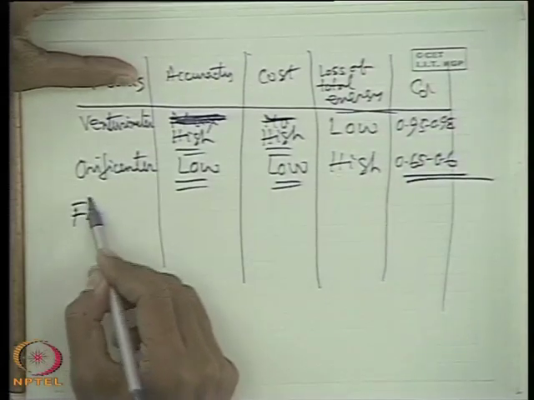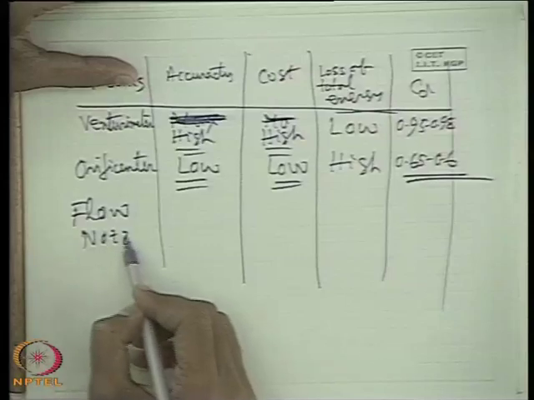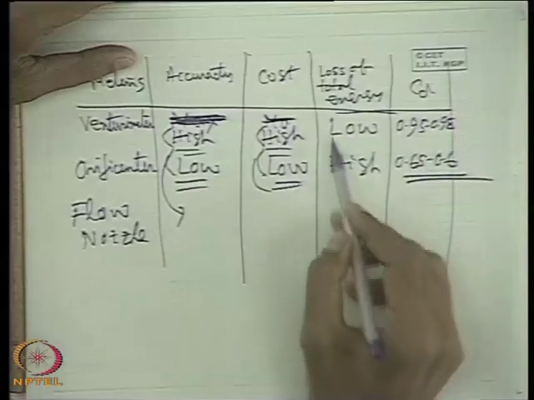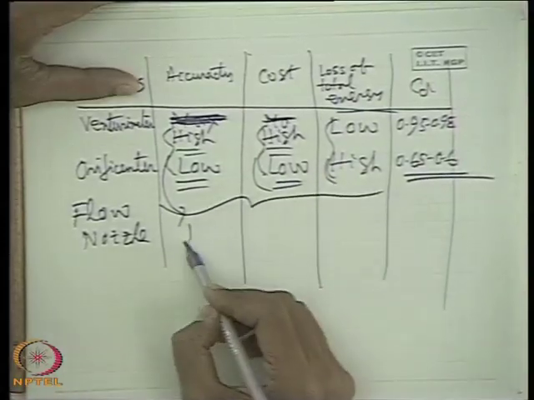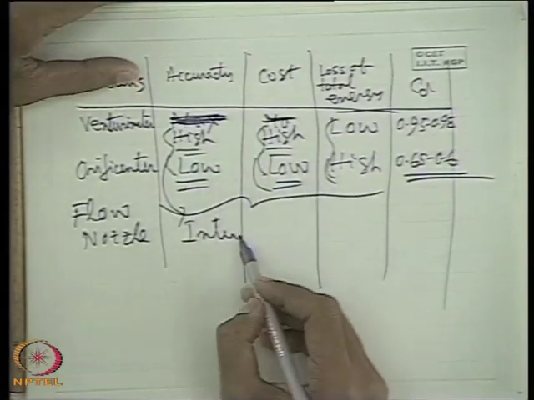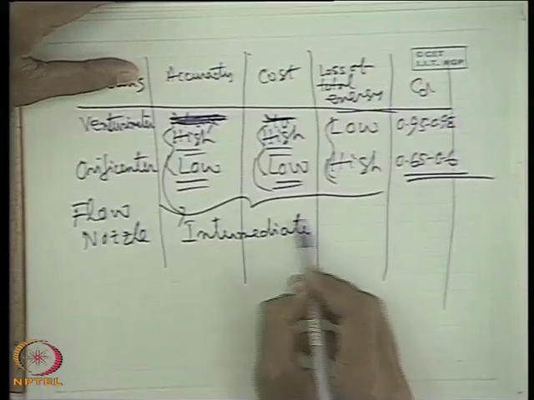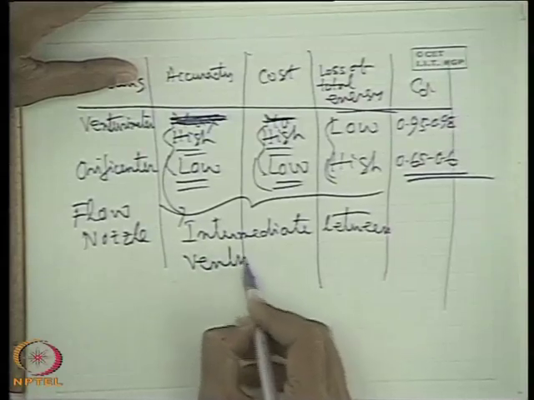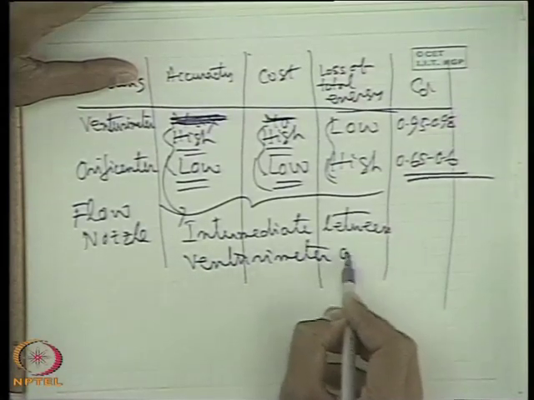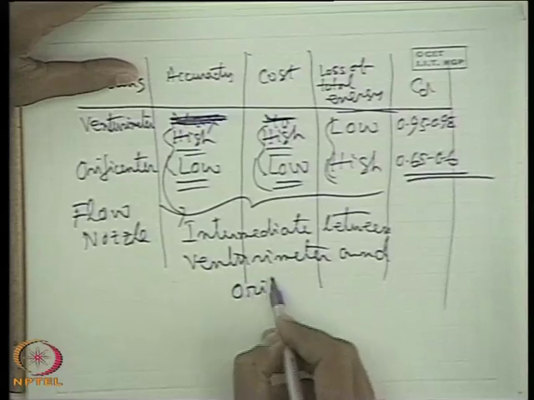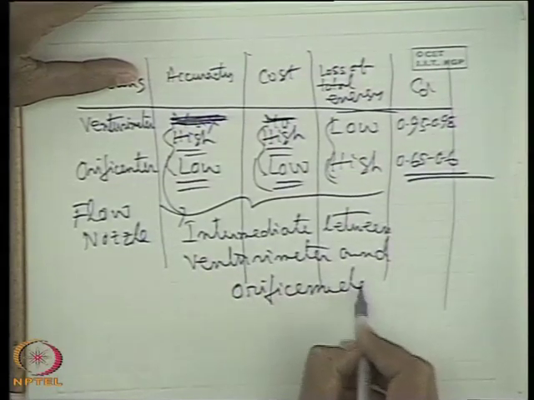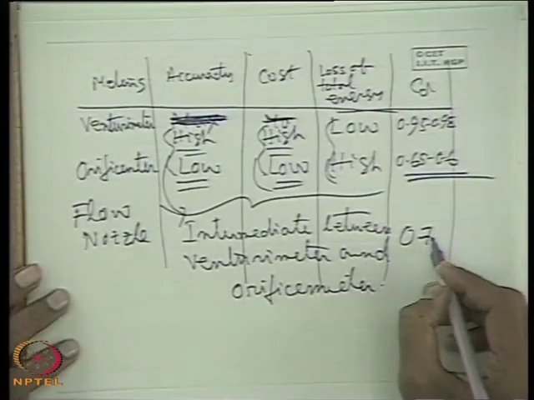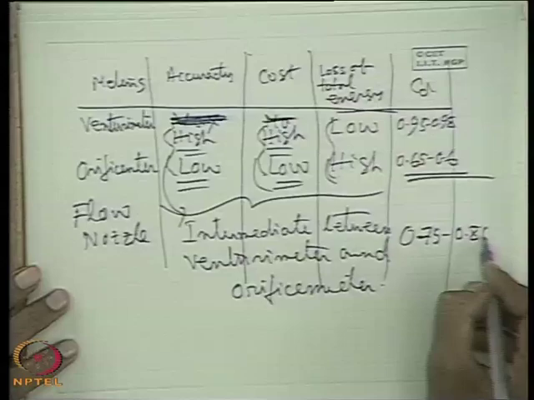And the flow nozzle, or simply nozzle, is intermediate between these two. All these three columns are intermediate between the venturimeter and orifice meter. I am sorry the handwriting is bad. And the value of CD lies between 0.75 to 0.80.